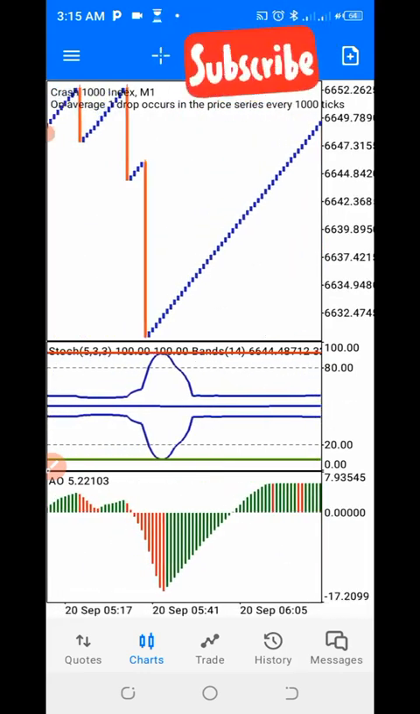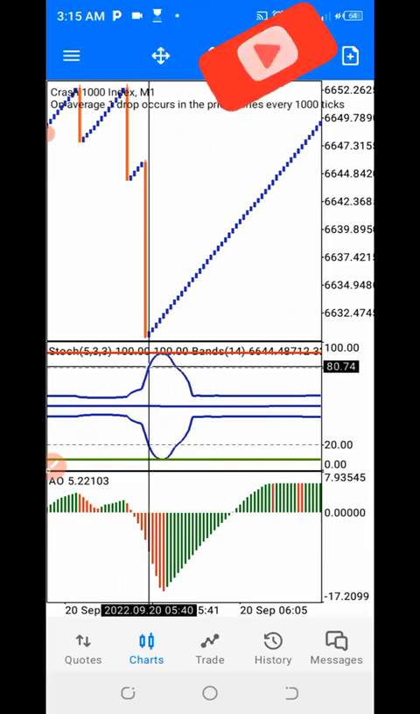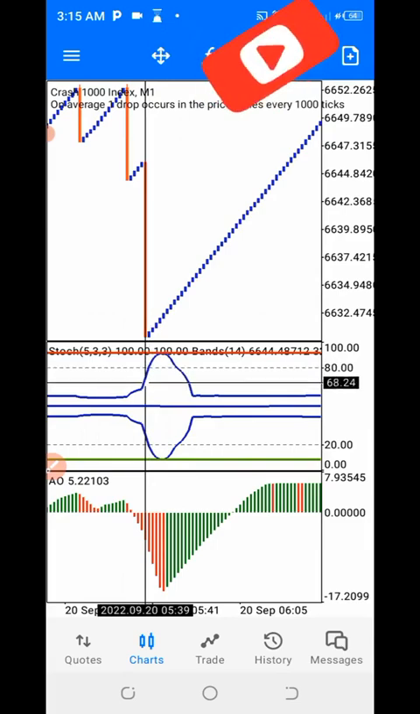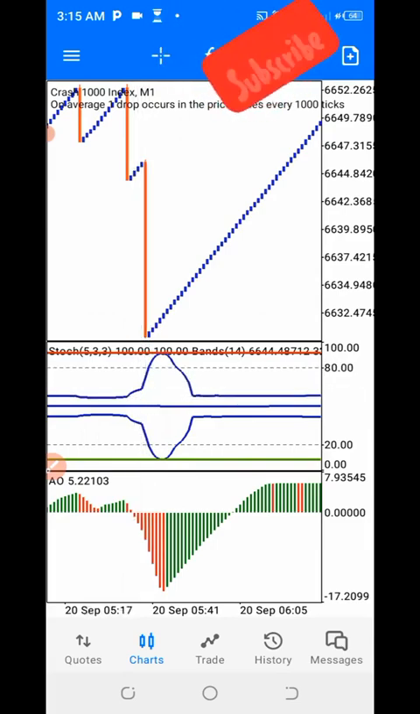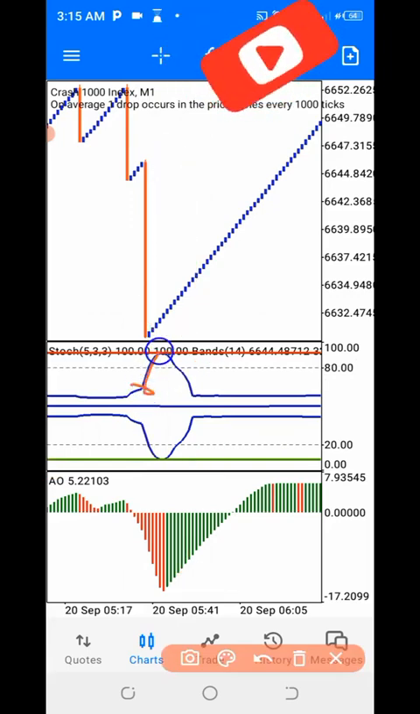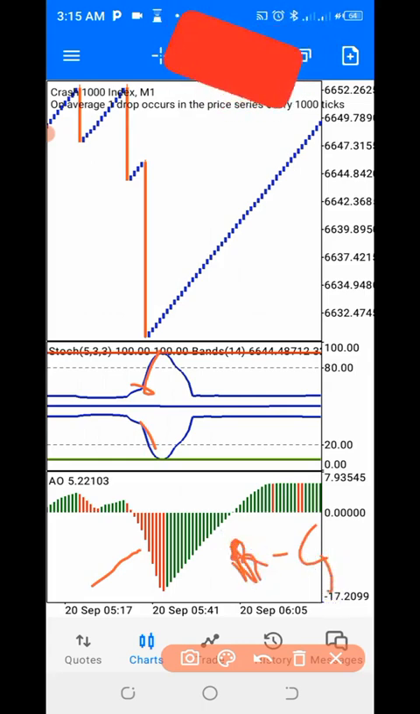This is another example here. You wait for the spike. After the spike, you wait for it to turn. After this spike, your Bollinger Band will open up, spread up like this. Once it spreads up like this, after that spike, you wait for your awesome oscillator to change from red to green. Before, you were selling, then now you need to buy.